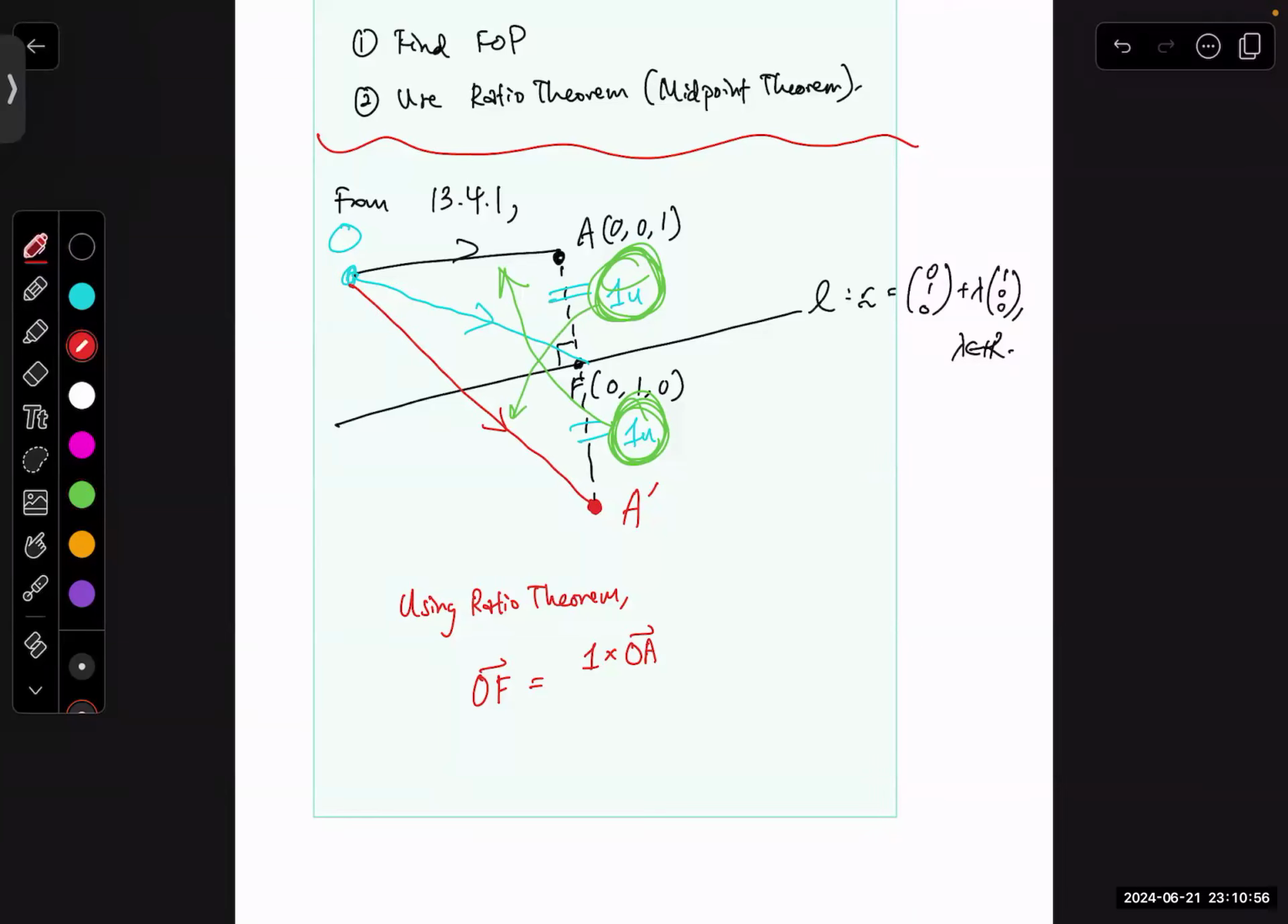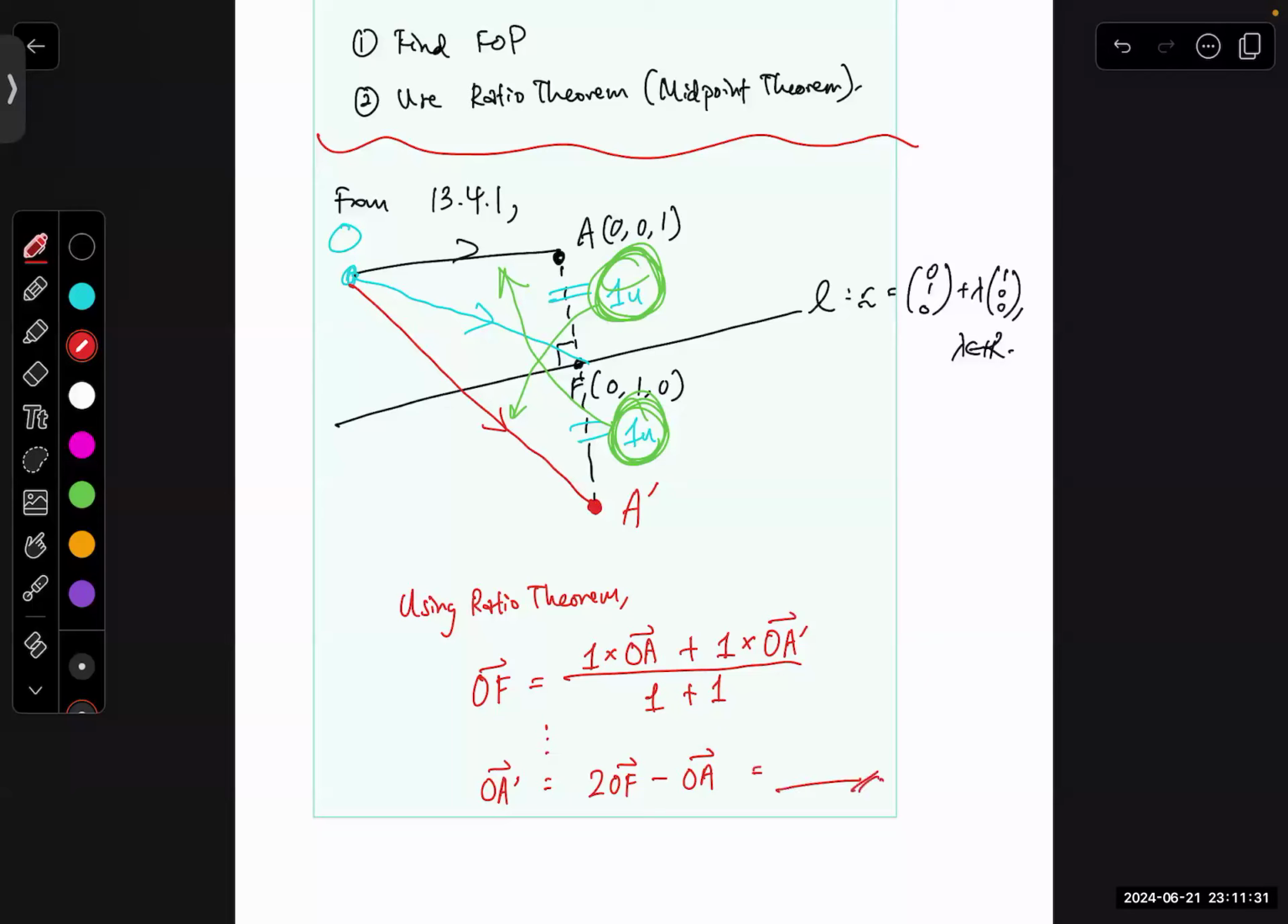That's 1 times vector OA prime. I add them up. I divide by the number plus the number, 1 plus 1. This gives me the midpoint theorem or the ratio theorem. All I need to do is make vector OA prime the subject. So I make vector OA prime the subject. This will be 2OF minus OA. Okay, let me just double check my working. Yes, correct. Okay, then you can get your answer.